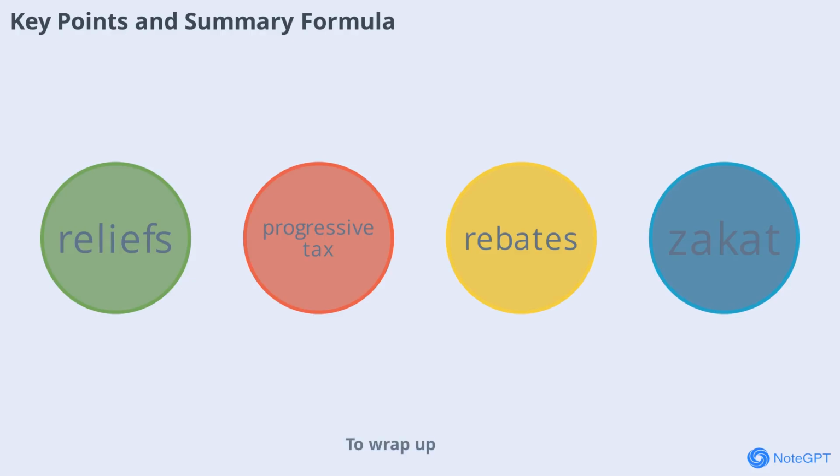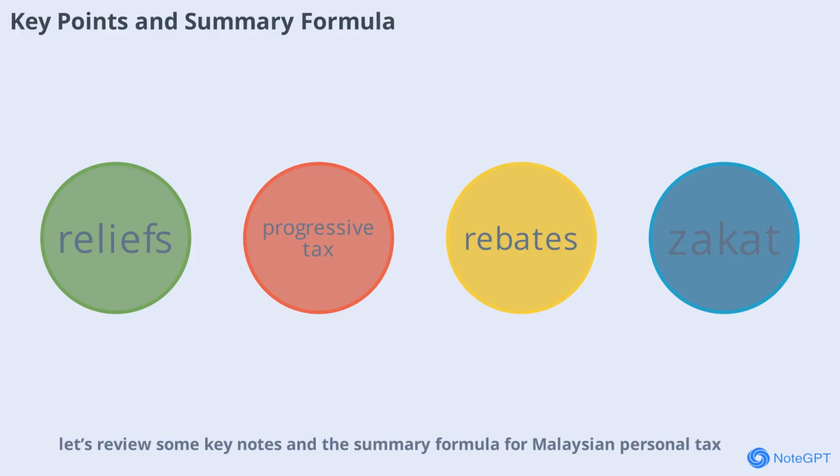To wrap up, let's review some key notes in the summary formula for Malaysian personal tax. Reliefs are deducted from your total income, directly reducing your chargeable income. Malaysia's progressive tax rates ensure fairness, with higher incomes taxed at higher rates. Rebates, including zakat for Muslims, are subtracted from your tax payable, further lowering your final bill.